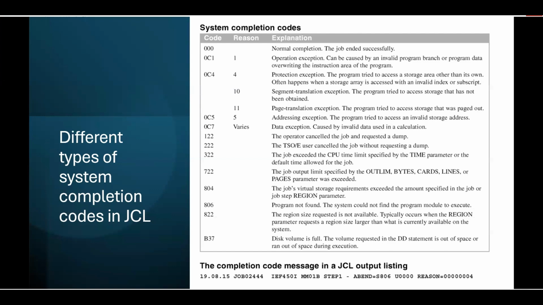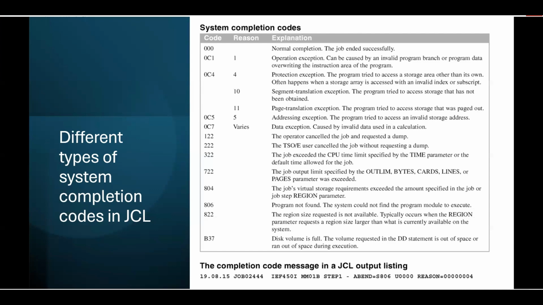This chart is very useful whenever you are working on JCL programming. If you get any abend, you can verify it against this chart. Whenever you get S0C4, you can check, okay, that is because we had some issue with the index or subscript. But when you get the reason code as 10, then there is a different issue.